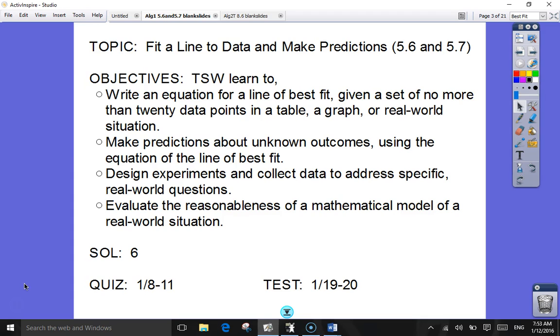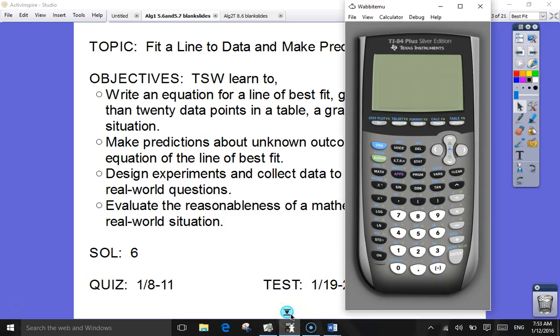Now, I don't know if anybody remembers, if you have an Android phone, there's the Wabbit EMU, which is the same emulator that I'm using right here. That's free. You can go out there and get it and download it to your phone and have that. And it's like you have that in your hand. It does everything that does right there. So even without the graphing calculator, you can have the capability of the graphing calculator at home.